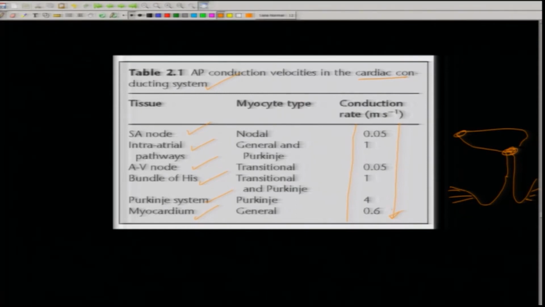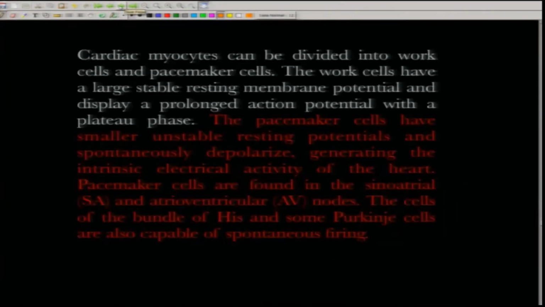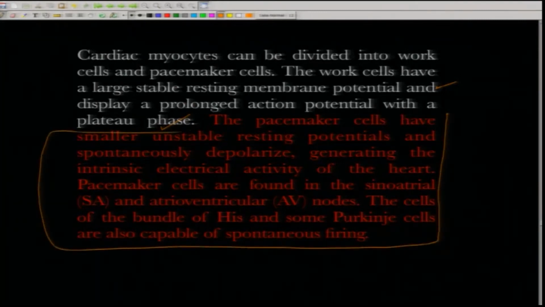Next, action potential of the cardiac myocyte. Now comparison, that is a contractile system. Cardiac myocytes can be divided into work cells and pacemaker cells. The work cells have a large, stable resting membrane potential and display a prolonged action potential with a plateau phase. On the contrary, the pacemaker cells have an unstable resting membrane potential. We have already talked about it. You can read through it and that will be helpful.